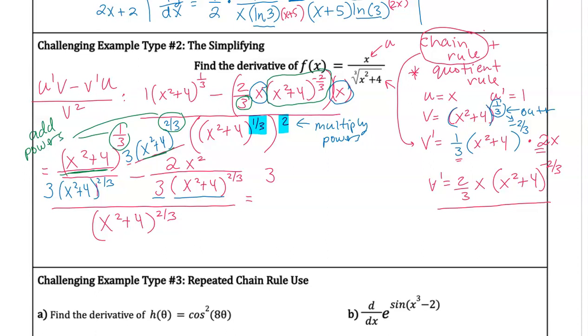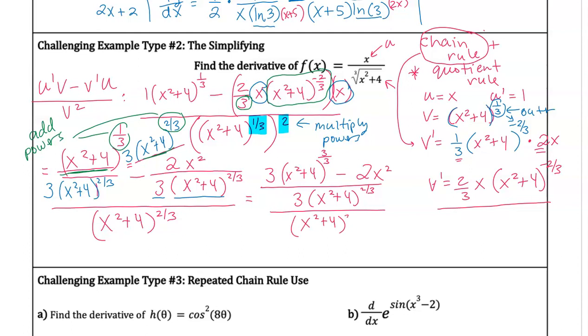So this 3 right here is getting multiplied to x squared plus 4 to the 3/3 power, 2/3 plus 1/3. And then I'm subtracting from that my 2x squared. All of that is over my common denominator of 3 times x squared plus 4 to the 2/3. All of that is over the original denominator of x squared plus 4 to the 2/3.